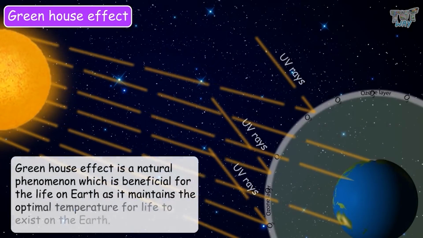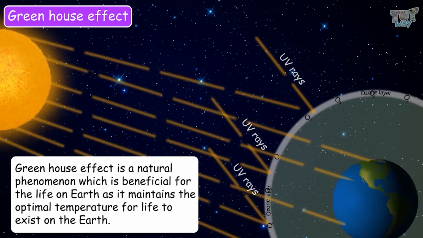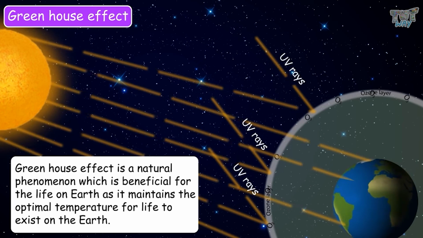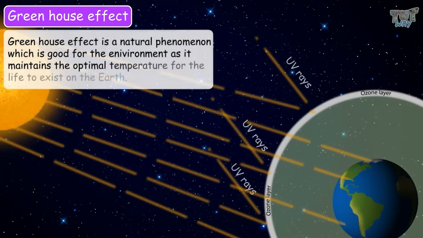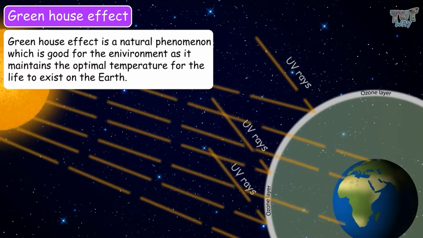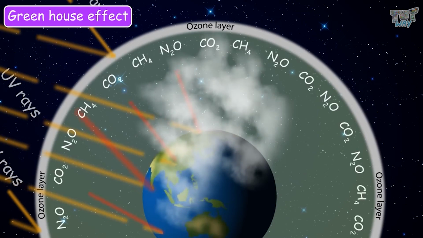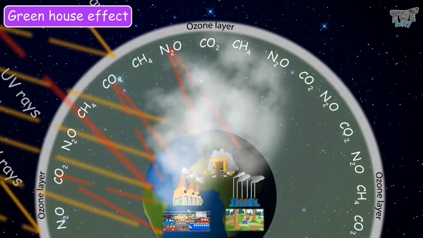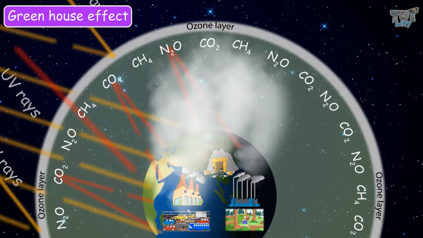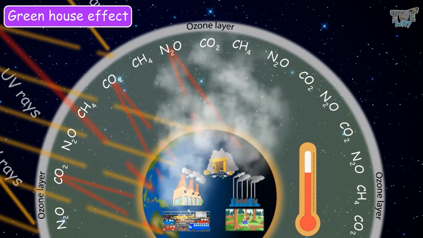So the greenhouse effect is a natural phenomenon which is beneficial for life on Earth, as it maintains the optimal temperature for life to exist on the Earth. But an excess of everything is not good. We learned that the greenhouse effect is a natural phenomenon which is good for the environment. But when there is an increase in the greenhouse effect due to various human activities, then there becomes an excess of greenhouse gases in the environment, which leads to more absorption of heat. And this goes on to raise the Earth's average temperature, which is called global warming.